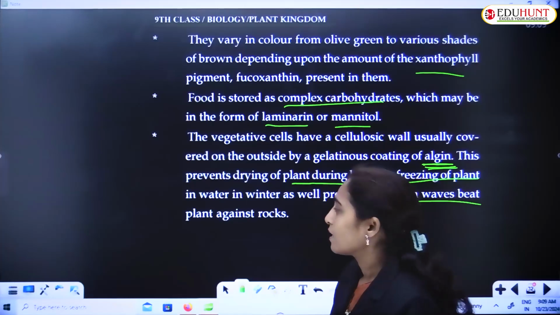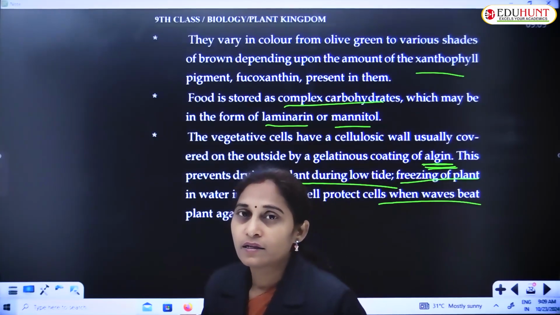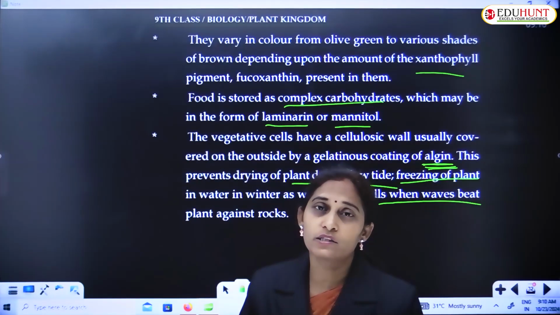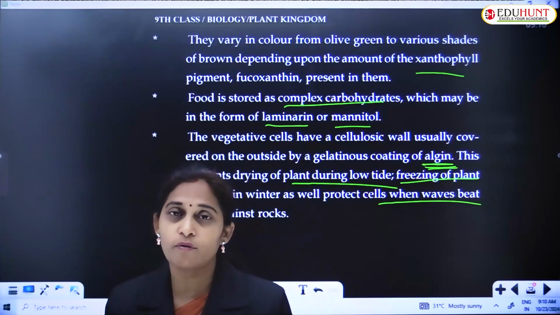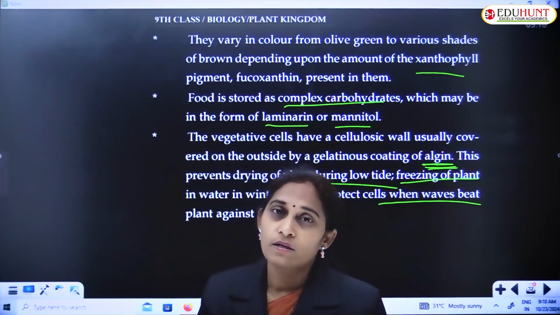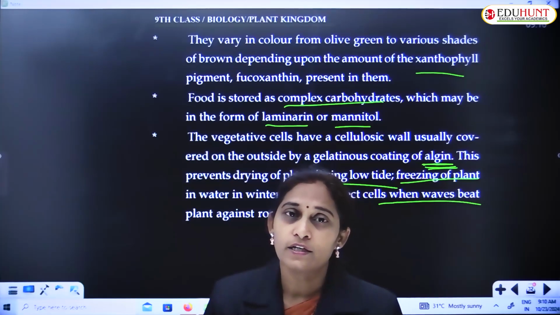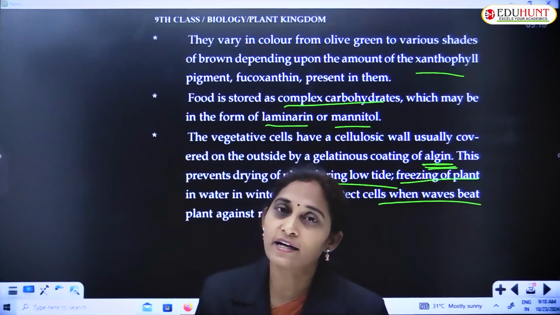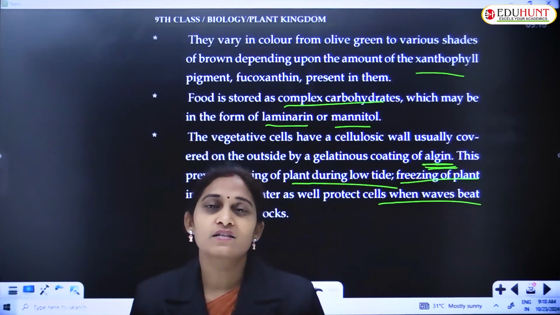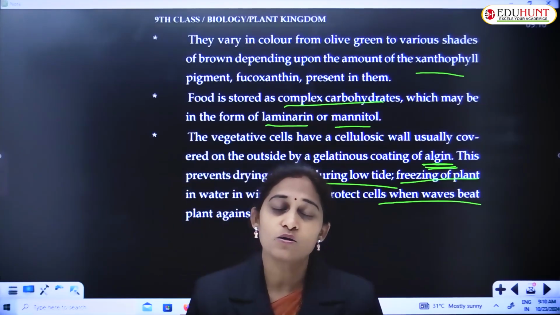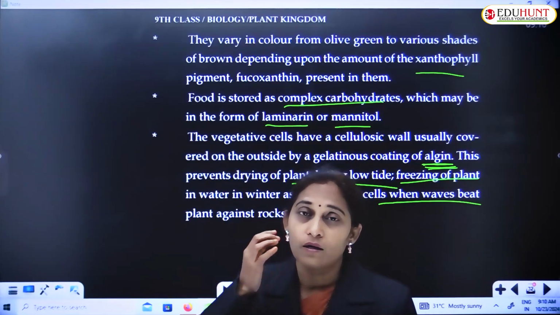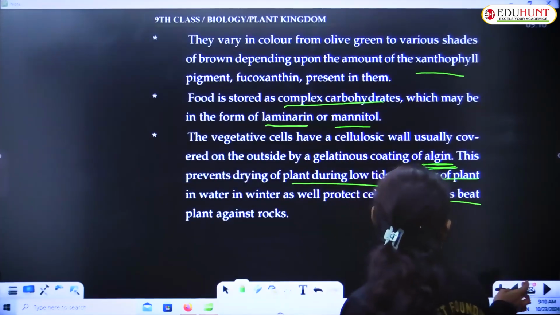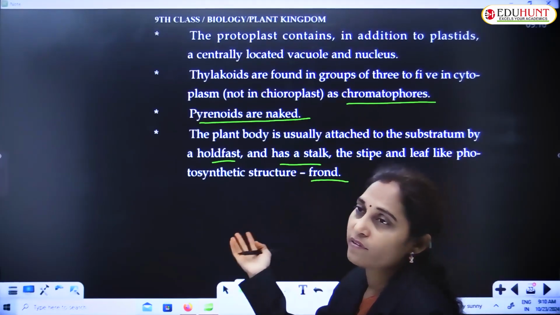And vegetative cells have a membrane outside the cellulosic cell wall called the algin membrane, a gelatinous membrane made up of algin, which helps the plant body during dry conditions, low tide conditions or freezing conditions, prevents the cells from desiccation, and also protects the cells from waves when the waves hit the rocks. Yes, these are all we have discussed.